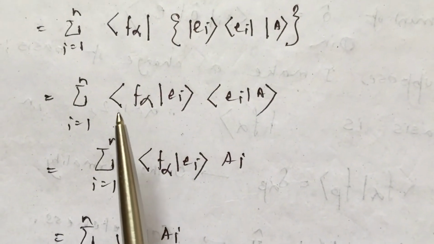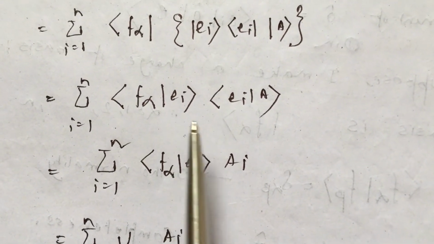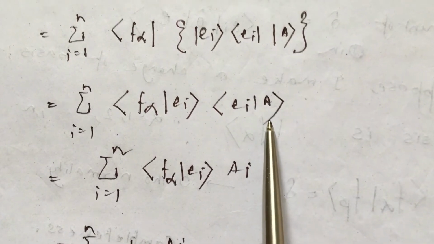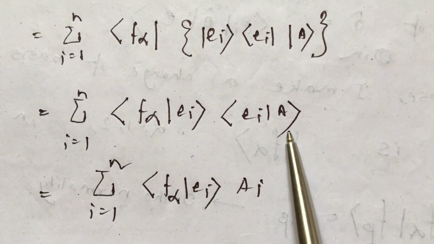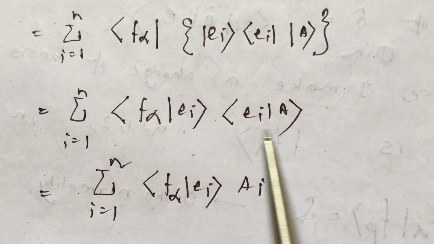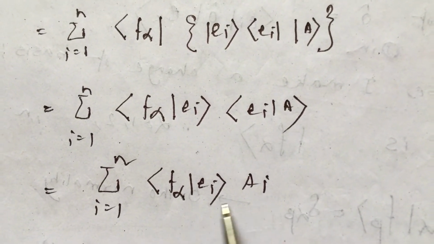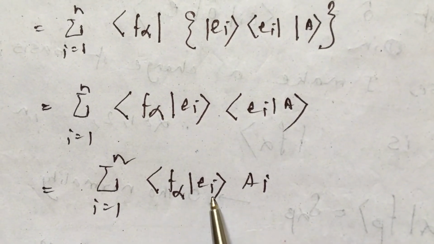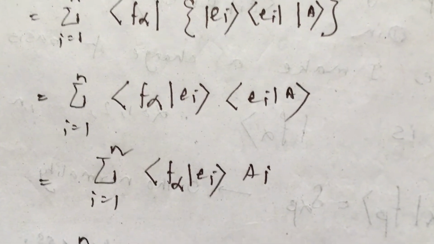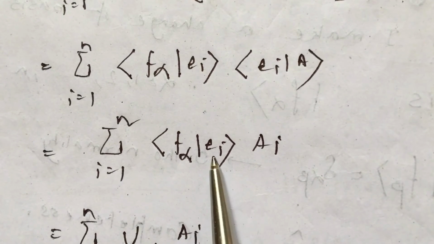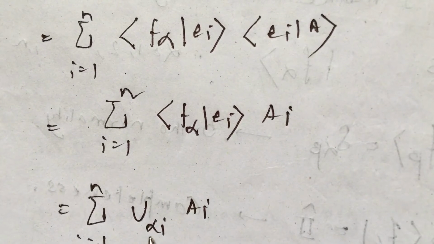So what I am left with is the scalar product of f_alpha and e_i, and the scalar product of e_i and A. According to the definition of the component of the kth vector A in e_i basis, I can write this particular inner product as A_i, and I am left with f_alpha e_i. So this is basically a scalar product of both bases. One is F basis, the other is E basis, and we define this quantity as U alpha i.